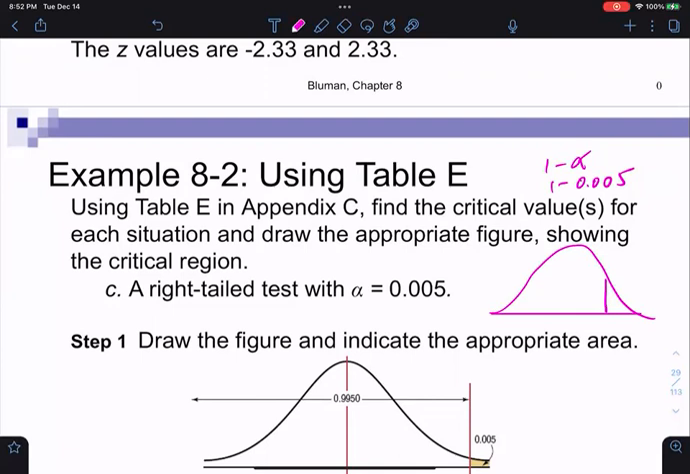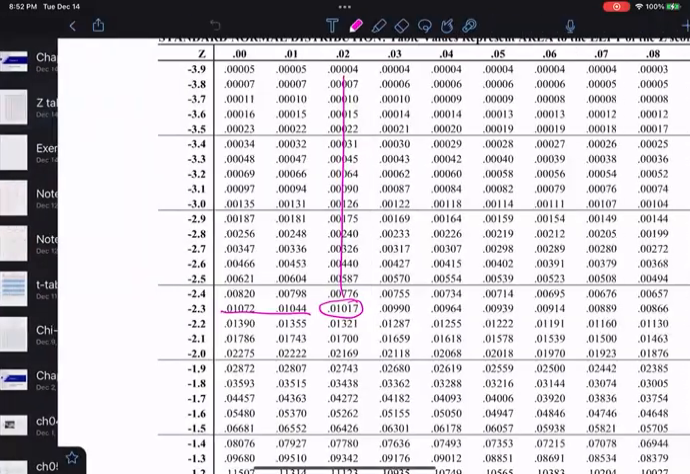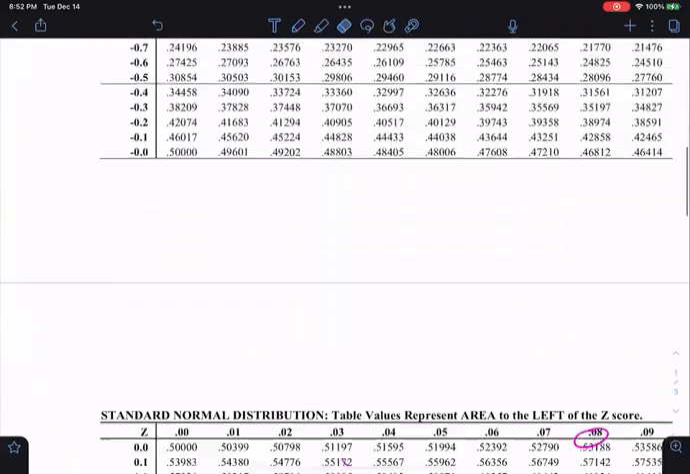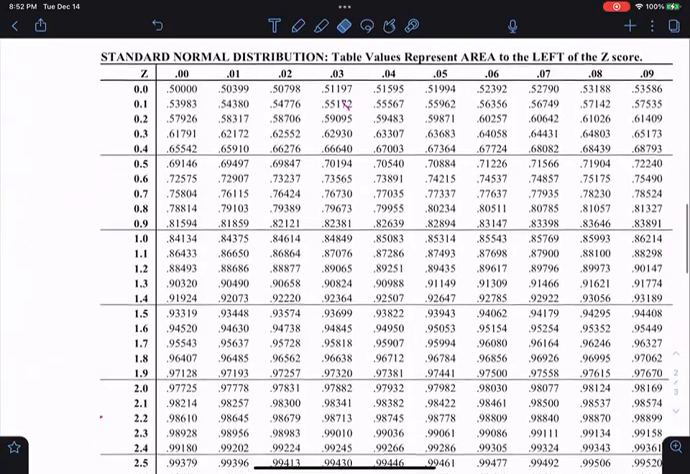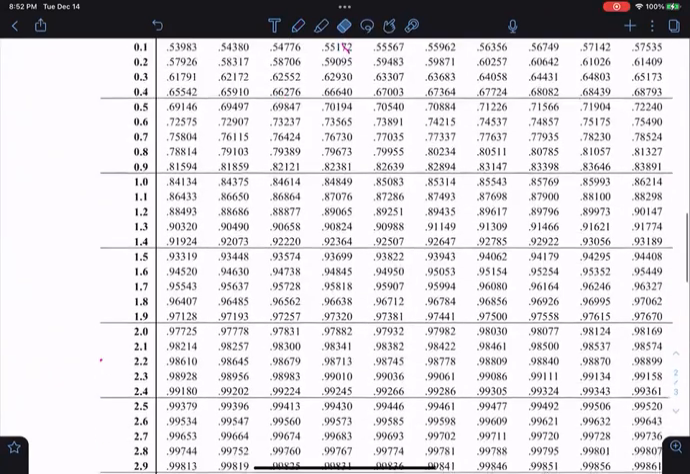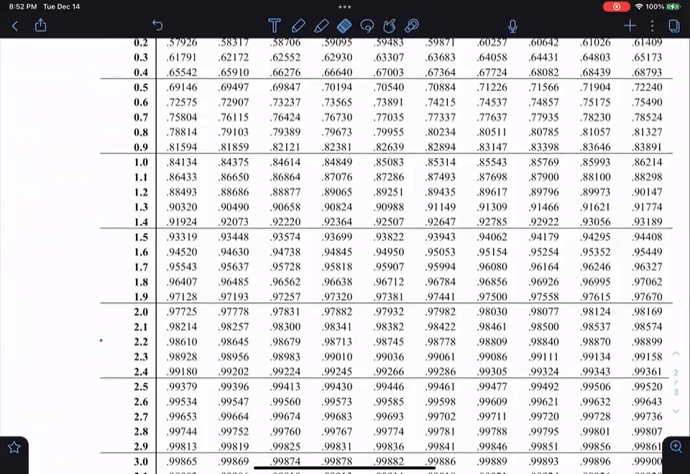Okay, so this is 1 minus 0.005, and you should get 0.995. So if you look at that, you just need to look at your table, your standard normal distribution. So 0.995. What is that? Yeah.